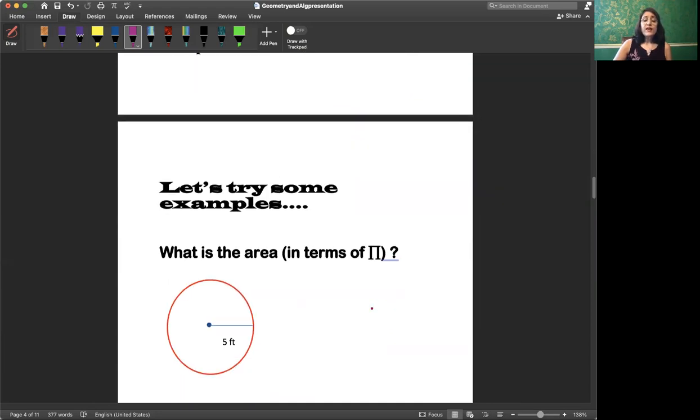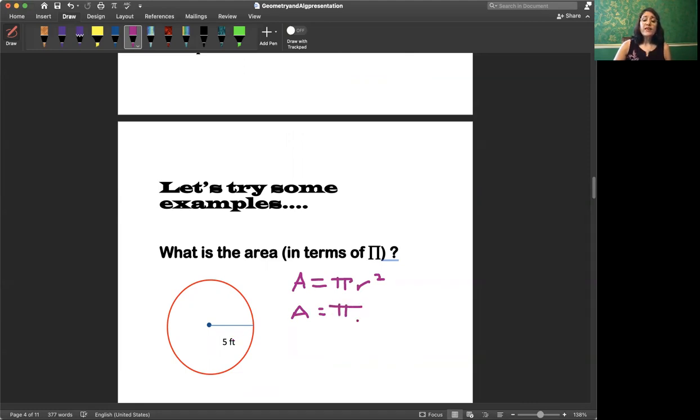What is the area? And we're going to say in terms of pi. We'll just leave it as pi. We will not multiply by 3.14. So when you do any kind of problem, it's always great to write the formula down. So remember, A equals pi r squared. And now we just plug in the value. So A is what we're trying to find, and then we have equals.